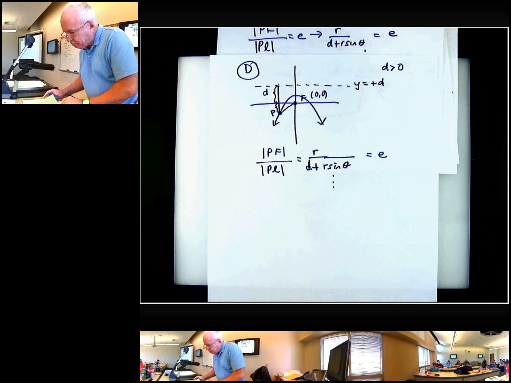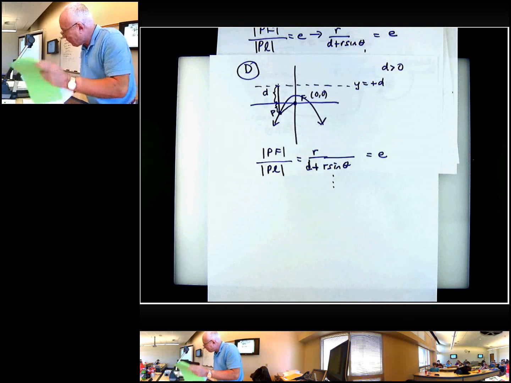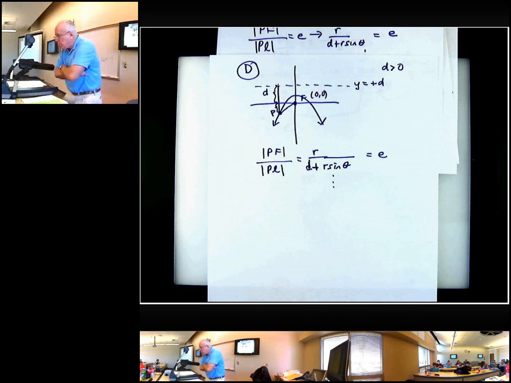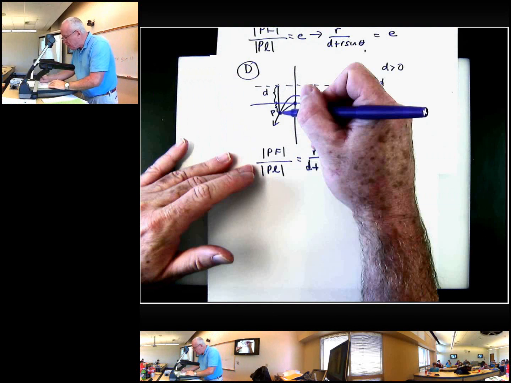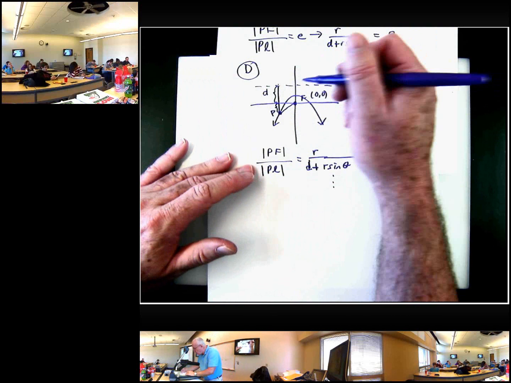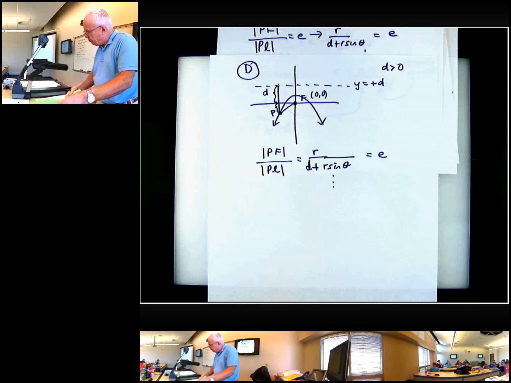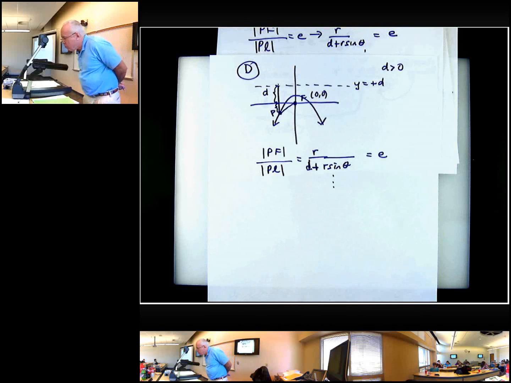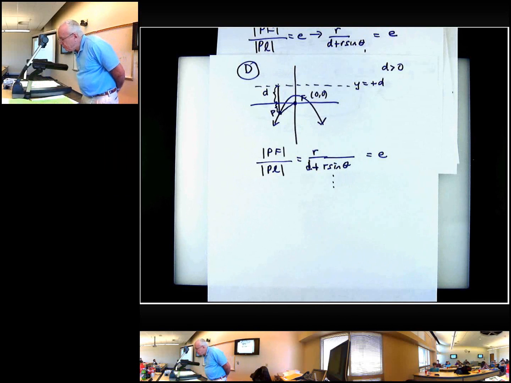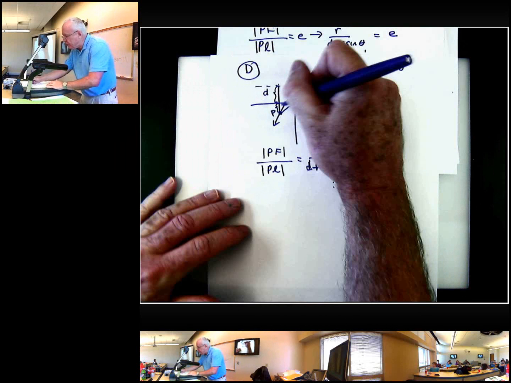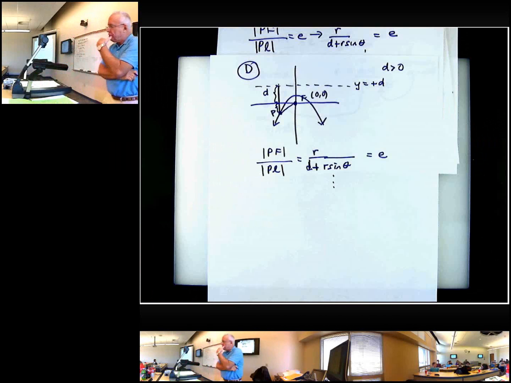Did I mess up here? Okay, our point distance here is going to be, no, I think, we're going down. So first of all, we have this distance here, which is d.